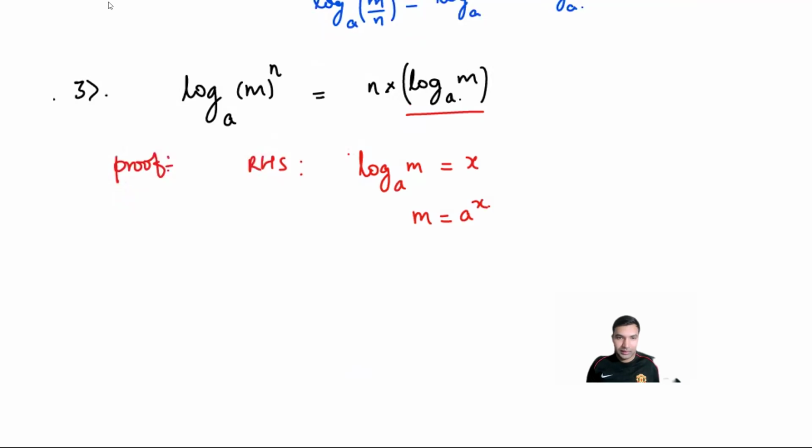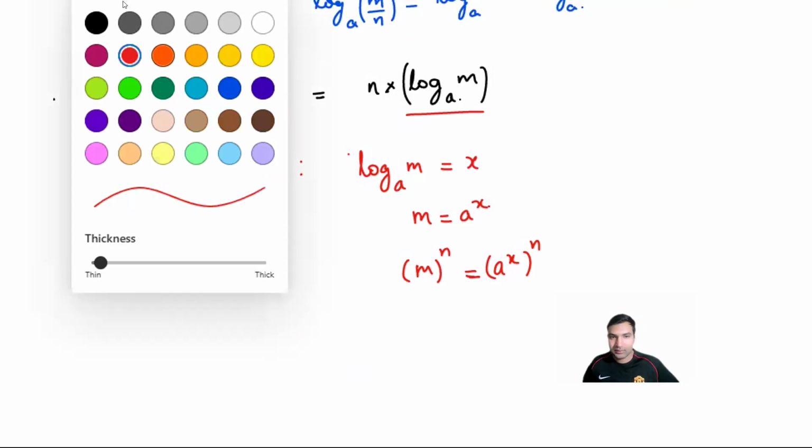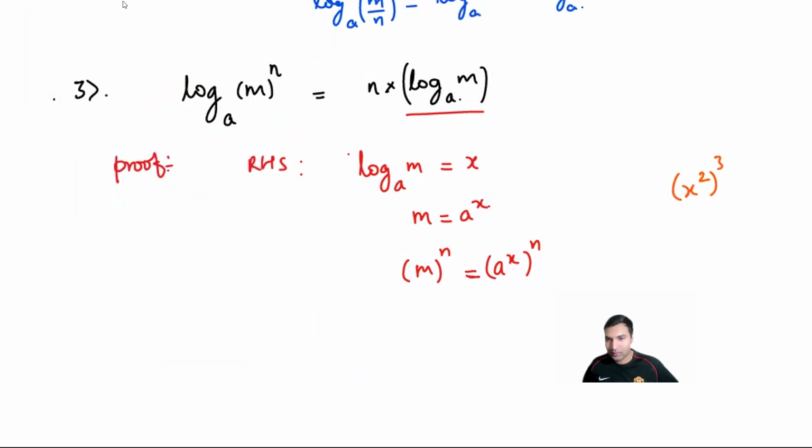Perfect. Now, I need some power of n, right? M to the power n we have. So what I can do is take power n both sides: m whole thing to the power n is equal to a to the x, whole thing to the power n. Now, why am I taking n? Because it's there in the property as well, right? Now I know from the laws of indices, elementary classes, that if I have x to the power 2, whole thing to the power 3, this becomes 2 times 3. Power to the power gets multiplied, right? So applying the same logic here, this becomes m to the power n is equal to a to the power xn.